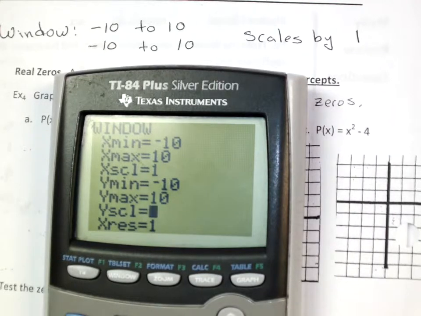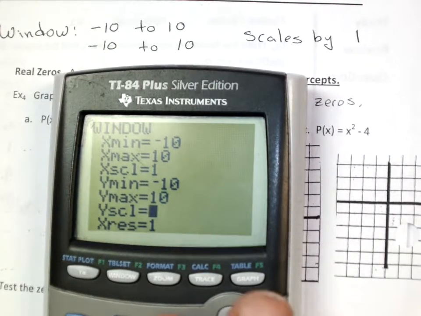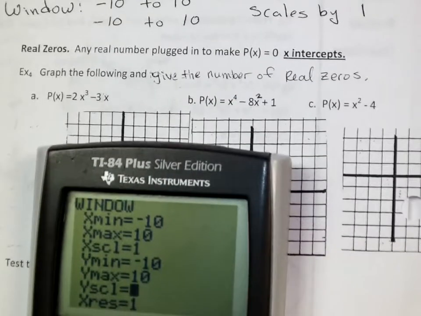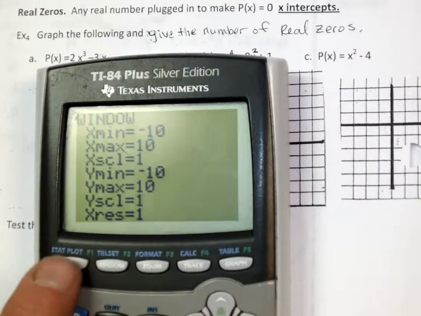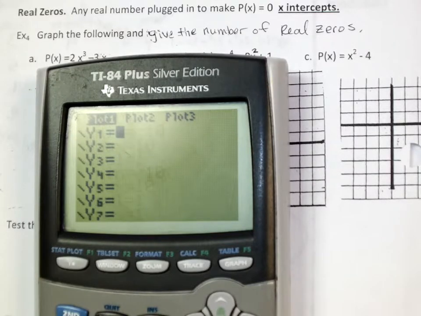So then, you want to graph? Well, first we have to put it in. P of x, f of x, all mean the same thing as y. So we're going to go to our y equals. See your little y equals right there? Everybody have the window first? Everybody good on the window? Okay, go to y equals.